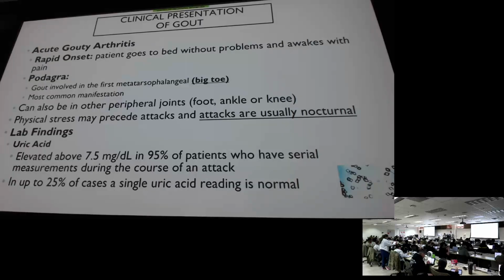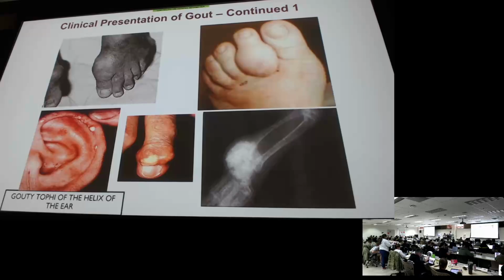And as I mentioned, in up to 25% of cases of gout, they can have a single uric acid reading that is normal. So we said 6.8 and above is abnormal. So 95% of the cases is elevated above 7.5 milligrams per deciliter. But if you don't have tophi and you have elevated levels, you don't have the gout. Not yet. So here are some pictures of what gout tophi manifestations are. The ear helix you can see there. You can see on the distal finger, and you can see the podagra there on the top left.